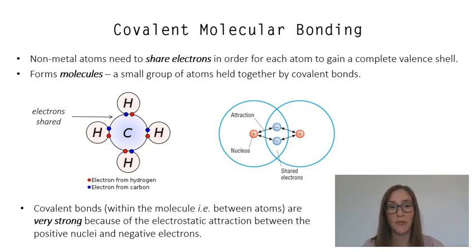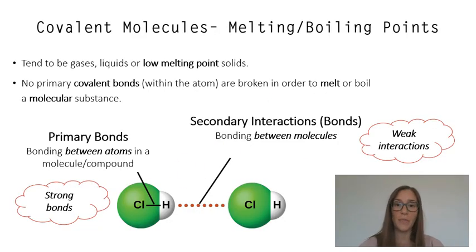Covalent bonding occurs generally between non-metal elements. These elements have 4, 5, 6 or 7 electrons in their valence shell, and therefore they need to share electrons in order to gain a complete valence shell. Covalent bonding forms molecules, which are a small group of atoms held together by covalent bonds. These covalent bonds are very strong because of the electrostatic attraction between the positive nucleus and the negative electrons. Covalent molecules tend to be gases, liquids, or low melting point solids. Therefore, they are substances that typically have low melting and boiling points.